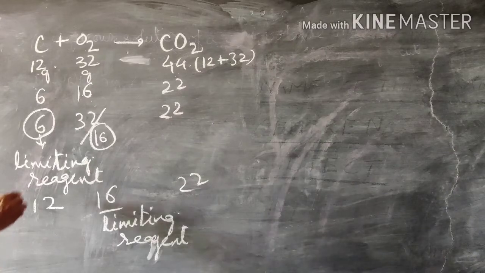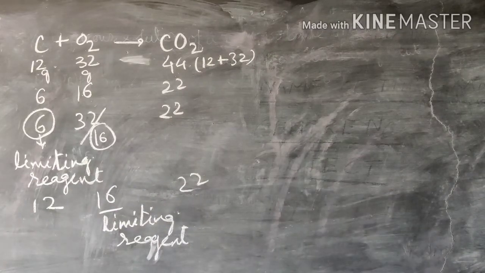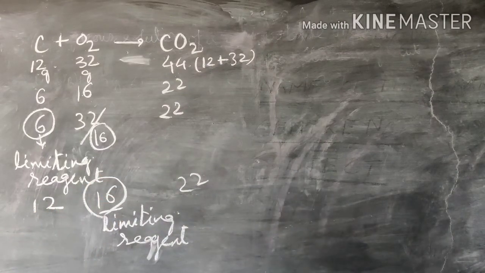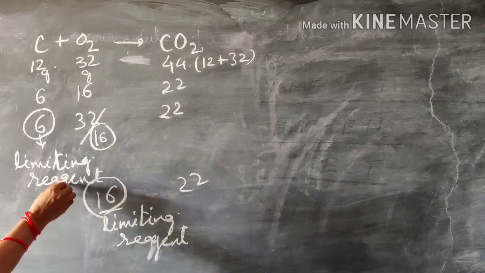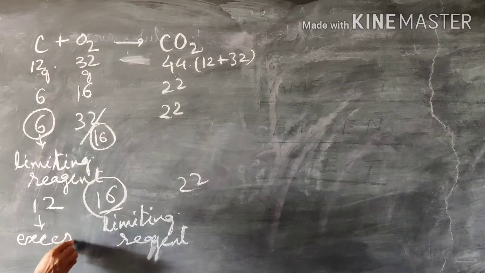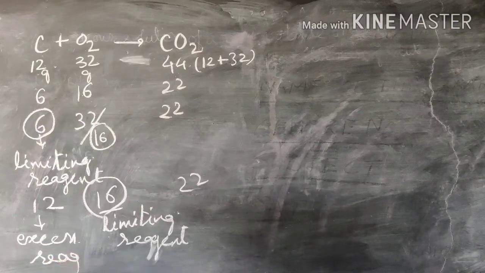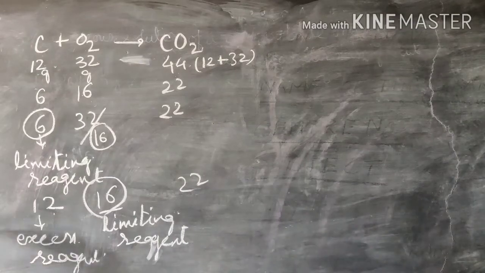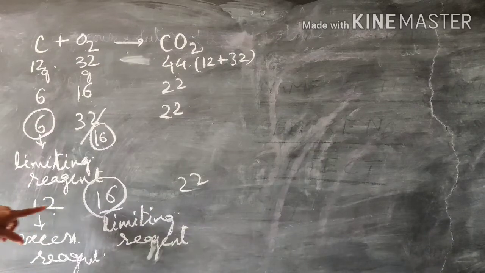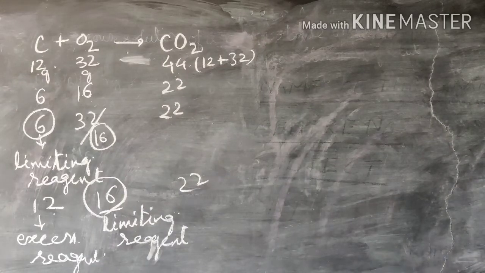Now you can understand the limiting reagent and the excess reagent. Limiting reagents are those which are totally consumed during the chemical reaction. In this way we can define the limiting reagent and the excess reagent. Here the carbon will become the excess reagent, because 6 gram of carbon will remain after the combustion, because 16 gram of oxygen can only burn 6 gram of carbon, and that's why the amount of carbon dioxide will be only 22 gram.